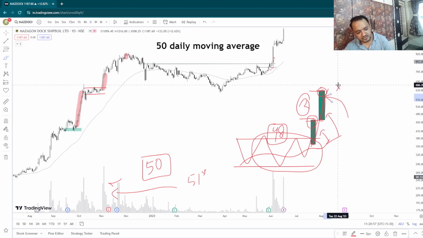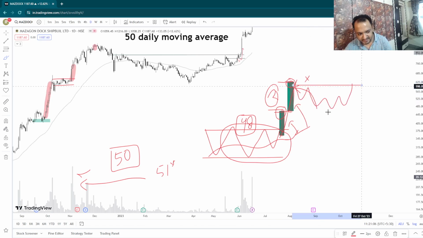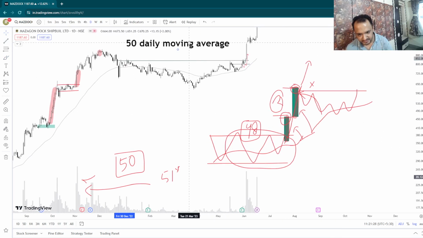So after the breakout has already happened, if price goes range bound for 50 days again, then the moving average will catch up. So when the price is in a unidirectional movement in one direction, you will see that the moving average is doing the catching up and price is moving away. So how can we use this information when we are using the 50 daily moving average?